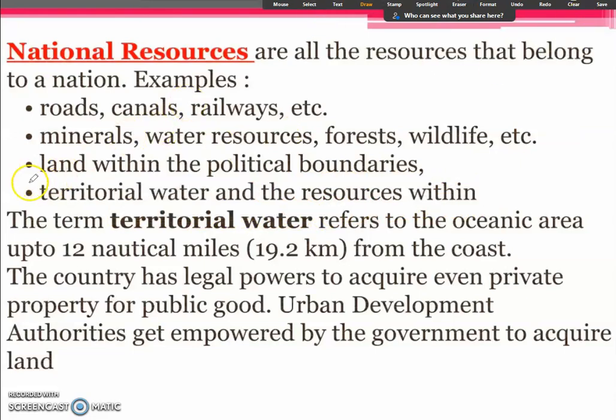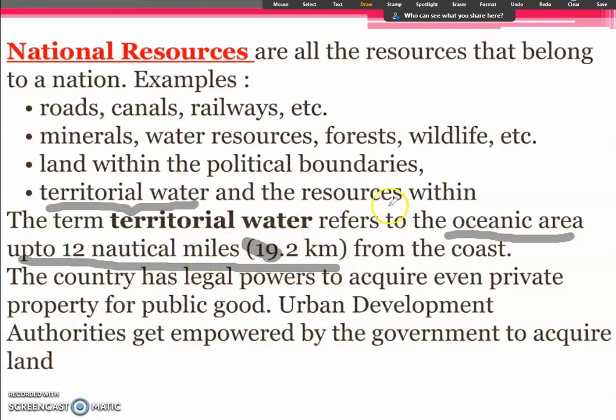What is territorial water? Territorial water refers to the oceanic area up to 12 nautical miles. That is, this is old data. This is actually supposed to be 22.2 kilometers from the coast.